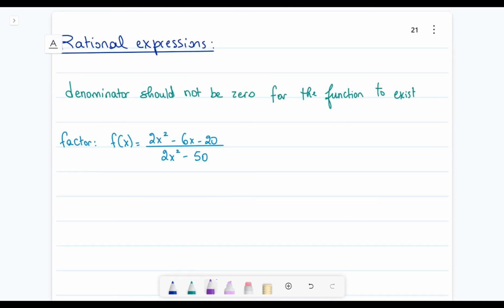Now we will move on to rational expressions. Please note that with rational expressions, in order for the function to exist, the denominator should not be 0. And also, we will have another video about functions to clarify this idea. For now, let's simplify this. We will factor the 2 in the numerator, and we get x squared minus 3x minus 10. And in the denominator, we get 2 times x squared minus 25.